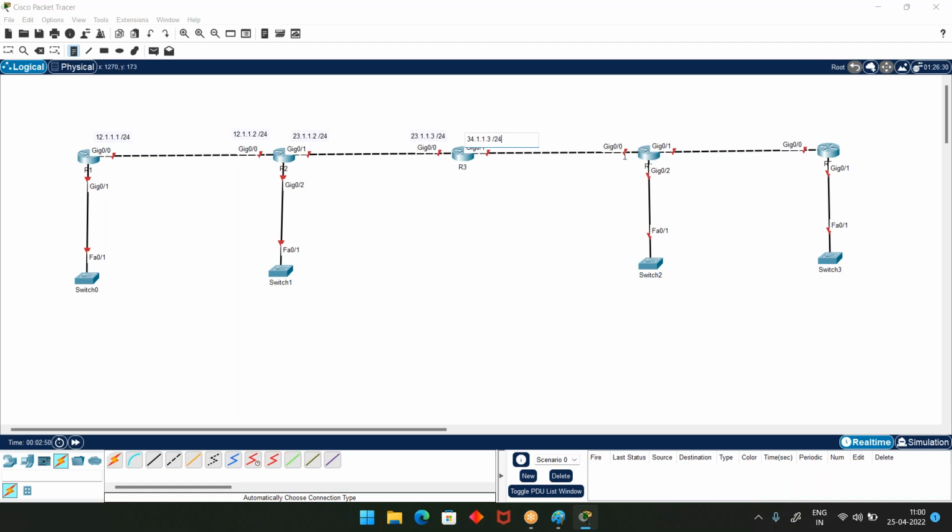34.1.1.3/24. In R4 on gigabit 0/0 I can configure the IP address 34.1.1.4/24. In R4 on gigabit 0/1 I can configure the IP address 45.1.1.4/24. In R5 on gigabit 0/0 I can configure the IP address 45.1.1.5/24. I can configure these 5 networks in these 5 devices.